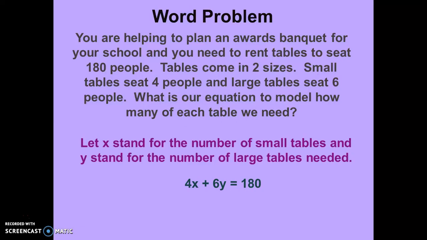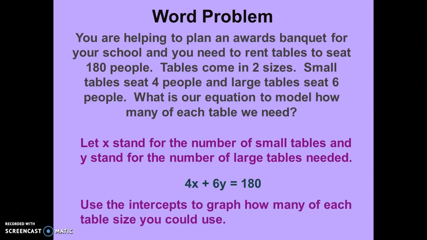Okay, so here's our equation to represent the situation, and now we want to graph it, and we want to use the intercepts to help us make the graph. So what I want you to do is think about what each of those intercepts would look like. Take a moment. When you're finding the x-intercept, you want to plug in 0 for y. When you're finding the y-intercept, plug in 0 for x. And then when you have those intercepts, you can continue on.